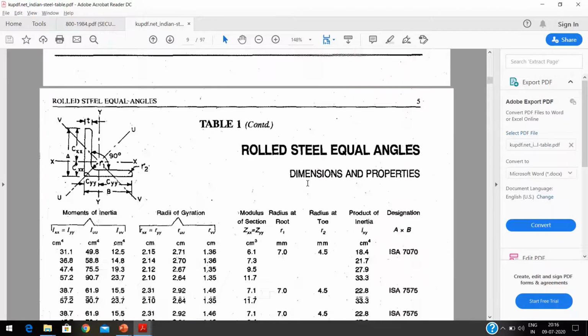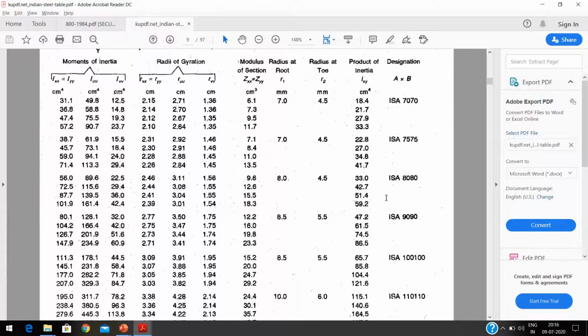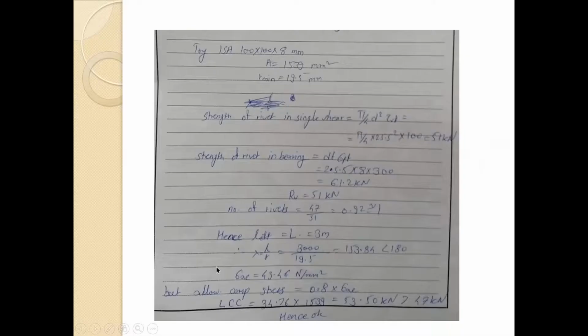The R minimum for this 100 by 8, that is amongst these four, RX, RYY, RUU, RVV, is 19.5 mm.